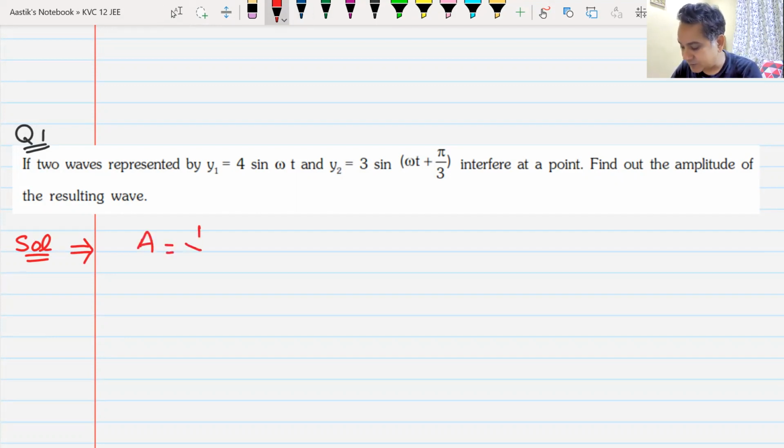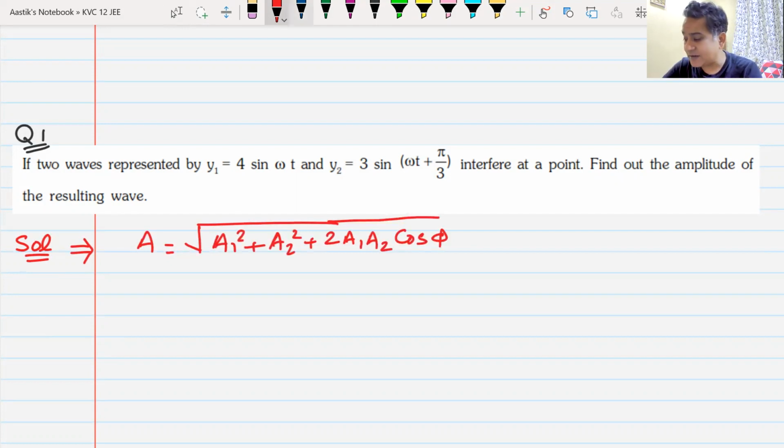Resultant amplitude is nothing but under root of a1 square plus a2 square plus 2 times a1 a2 cos phi, where phi is the phase difference between the two waves. I just need to put the values, get the answer, and stay happy. So it will be root over.